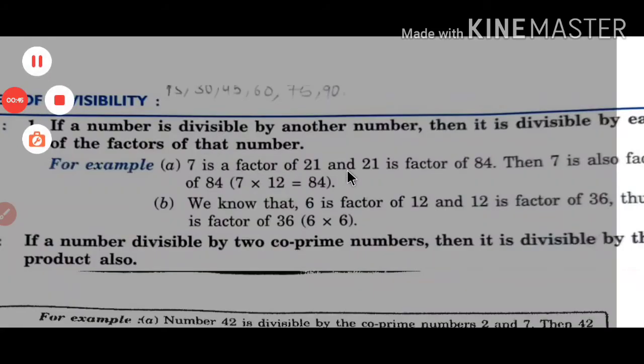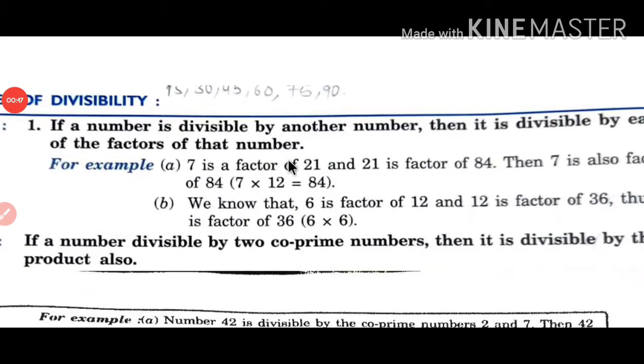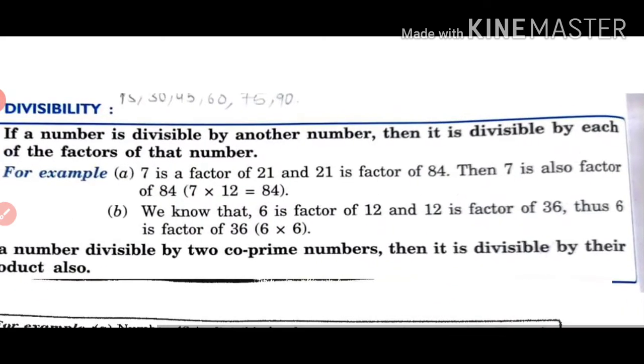We have to relate the numbers. So 7 is a factor of 21 and 21 is a factor of 84. Then 7 is also a factor of 84. You can see how it is related. If 7 is a factor of 21 and 21 is a factor of 84, then we can say that 7 is also a factor of 84, as 7 into 12 is equal to 84. It means 84 is also exactly divisible by 7.